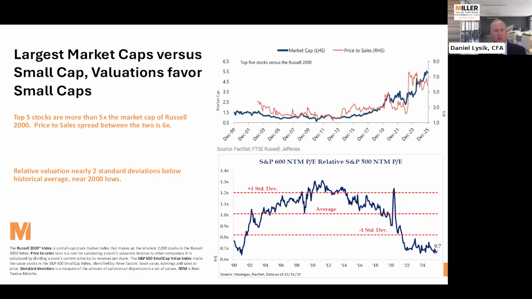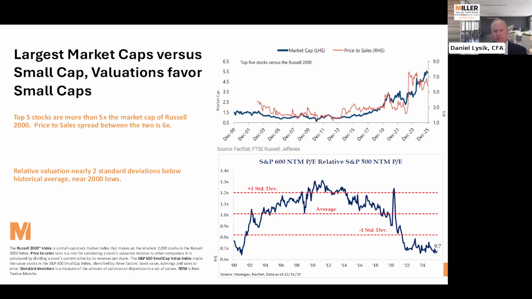On the bottom chart, it looks at the next 12 months relative P multiple between small caps and large caps. Not surprising, small caps ended the year nearly 2 standard deviations below large caps. It's very similar to the 2000 time period. Small cap valuations are even more extreme if you were to look at other valuation multiples, whether it's price to cash flow, price to sales, or EV to EBITDA multiples.